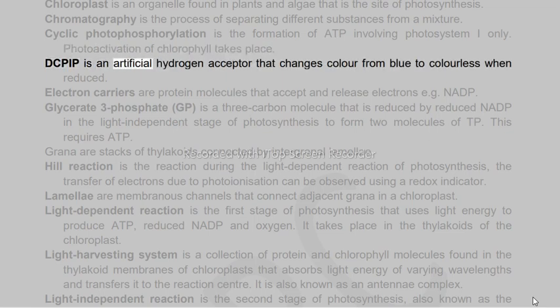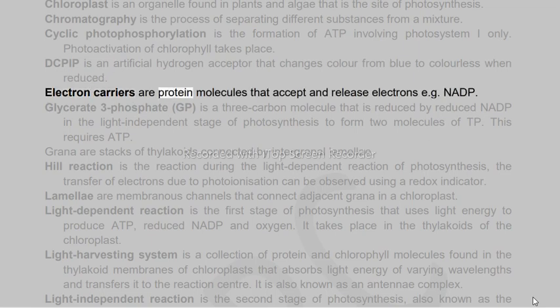DCPIP is an artificial hydrogen acceptor that changes color from blue to colorless when reduced. Electron carriers are protein molecules that accept and release electrons, e.g. NADP.